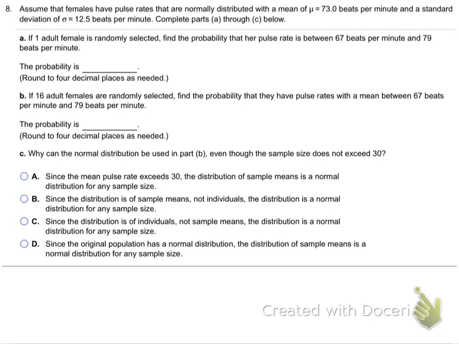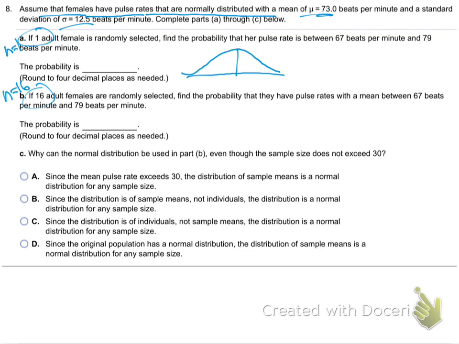Okay, so it says, assume that females have pulse rates that are normally distributed, with this mean and that standard deviation. Then 1 adult female, 16 adult females. In other words, it's just like the last problem. They're giving us a question with n equals 1 and here with n equals 16. So we'll have to divide by the square root of 16.